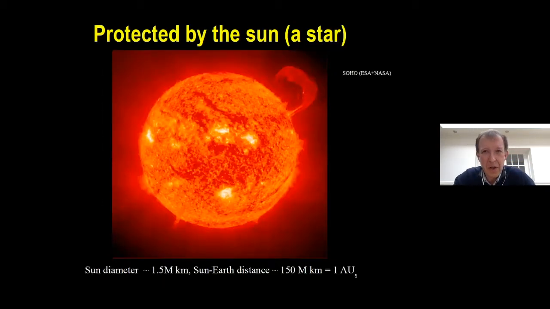So our sun, we're protected by the sun, which of course is a star. And the sun's diameter is, we're now no longer 12,000 kilometers, we're about 1.5 million kilometers, with the typical distance between the Earth and the sun being about 150 million kilometers.